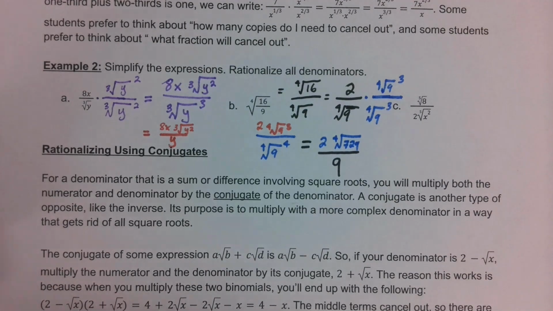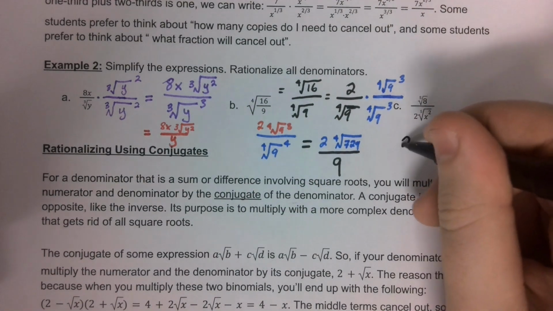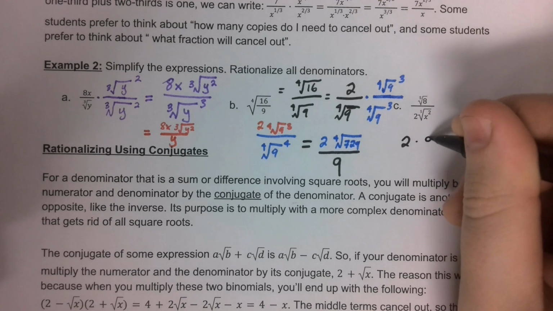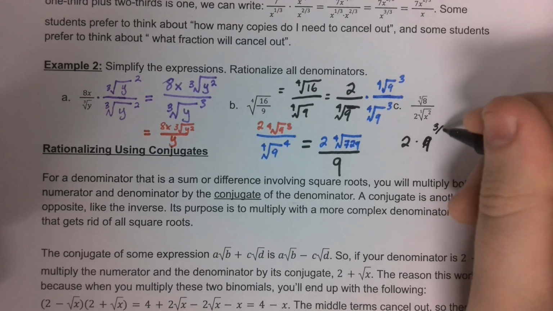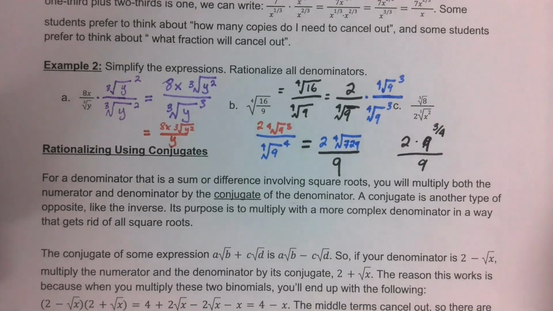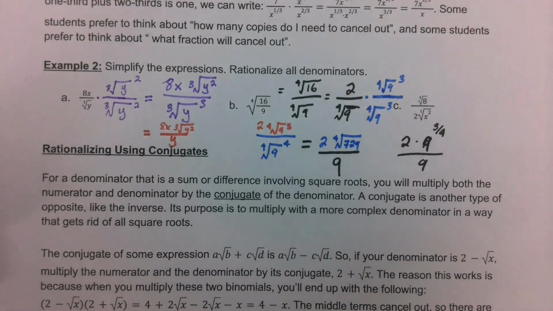Or it could even be written as a rational exponent. It could be written as 2 times 9 to the 3/4 power over 9. And here, that might be something you see. So just keep in mind, there's different ways of representing the same stuff.